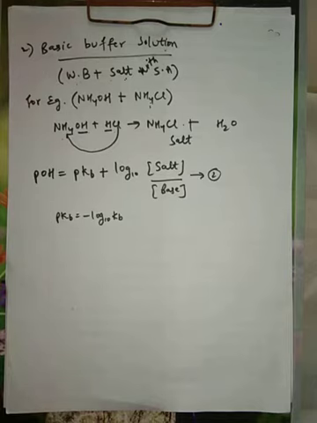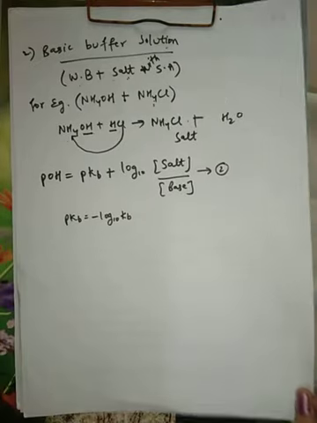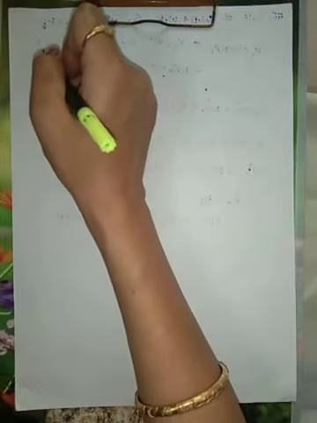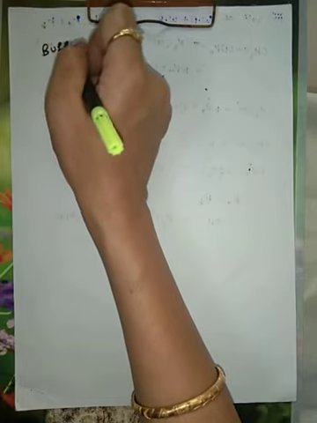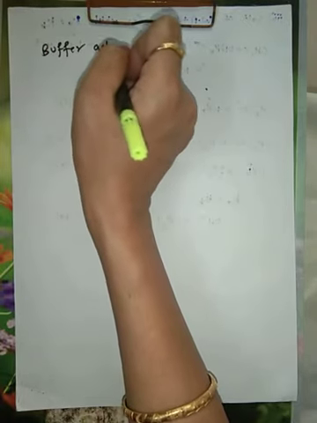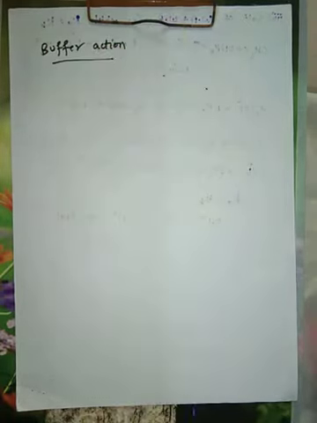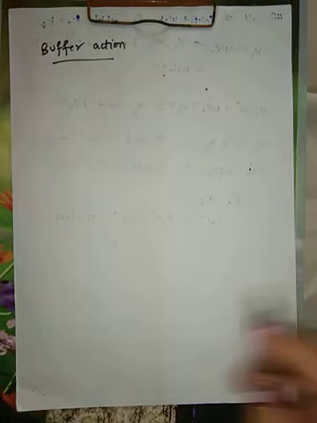Now we need to see how the buffer actually acts. बफर का एक्शन होता कैसे है, मतलब वो कैसे pH को चेंज नहीं होने देता. Right, that is what we want to see, and that we will now call as what? We will call it buffer action. So we will be seeing the buffer action of only acidic buffer. Okay, ये जो buffer है वो कैसे काम करता है? That is called buffer action.